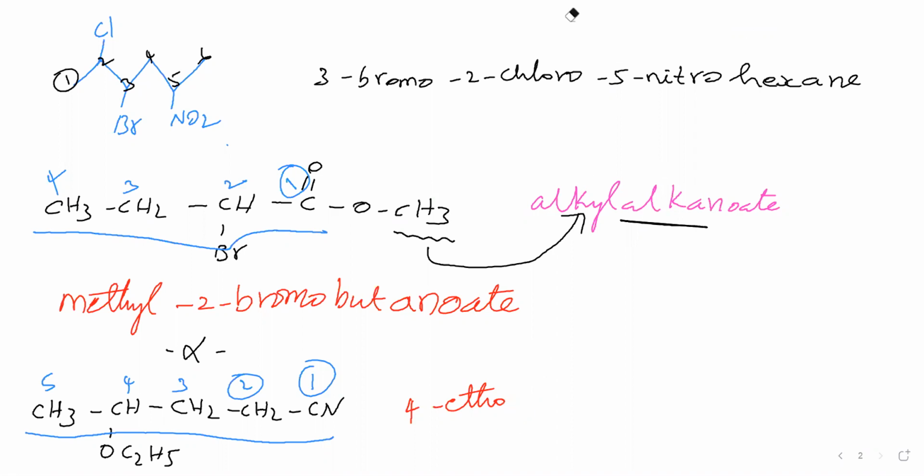Then we will say the parent chain name. 4-ethoxy. The parent chain contains 5 carbon atoms, therefore pent. The primary suffix is ane, and in the primary suffix the last letter e we have not dropped. For cyanide, the secondary suffix is nitrile. So the name of this one is so and so.